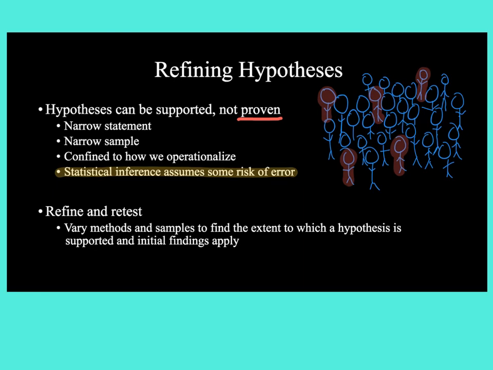However, this is not the case with the vast majority of research in psychology and other behavioral and social sciences. For all of these reasons, we use the more tentative term support in reference to our hypothesis rather than the term proven.